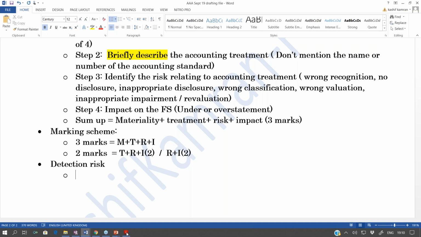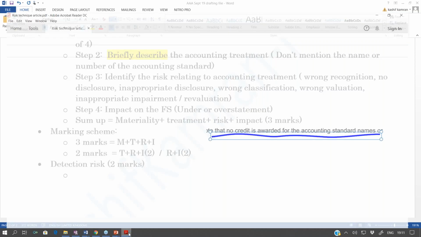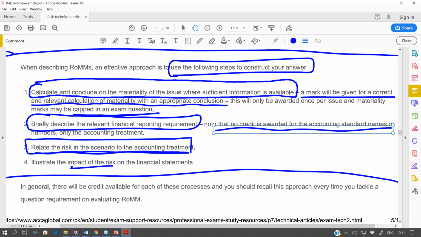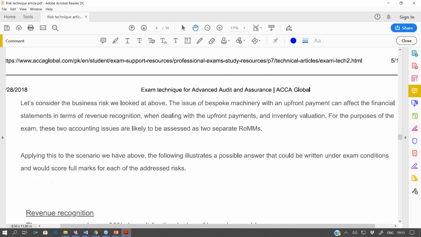Detection risk is a very general statement, like the first year audit. So if there is a first year audit, obviously there is no materiality, there is no treatment. So I'll only be getting 2 marks for a detection risk, max, in an exam paper. So it's 2 marks. Let's see, what are detection risks? Has the examiner given us some examples of 2 marks? Let's go back and see the examiner article for the detection risk.